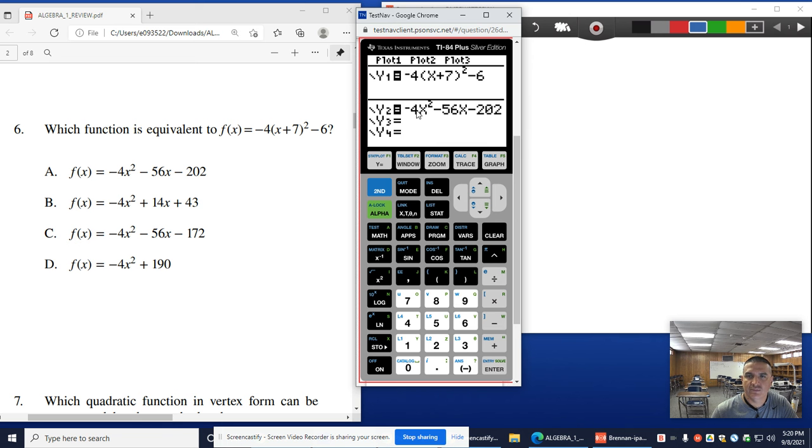So go back to that one, delete the whole thing, and so it's negative. It's always 4x squared plus 14 plus 43. Oh, plus 14x. I deleted the whole thing. So -4x squared. Like I said, this should be faster for you guys because it's on your calculator.